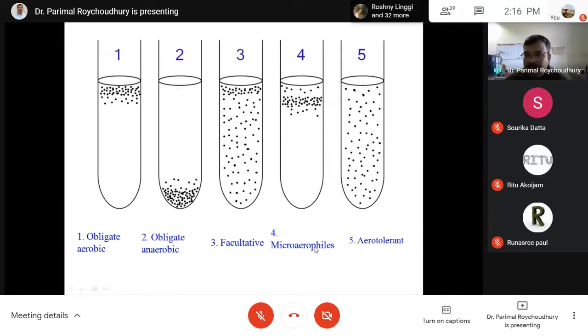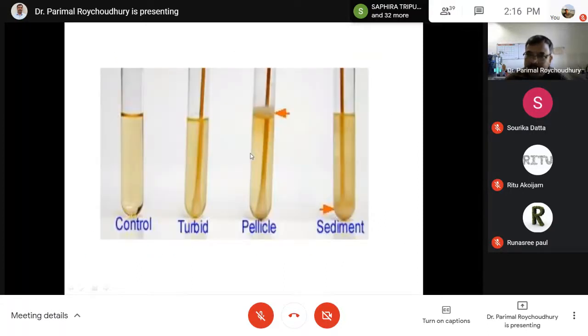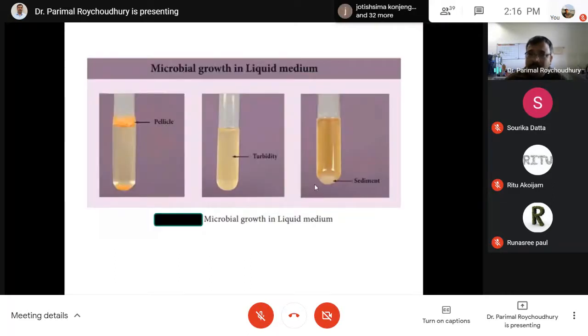Just for our understanding, microaerophiles simply avoid the surface a little bit and grow slightly down, and then there are aerotolerant and facultative organisms. Here you can see one organism forming certain flakes at the top, here uniform turbidity, and here some sediment. So these are also cultural characteristics of organisms. My point is that we study cultural characteristics not only in the solid media in the form of colonies, but also in the broth, in the liquid.